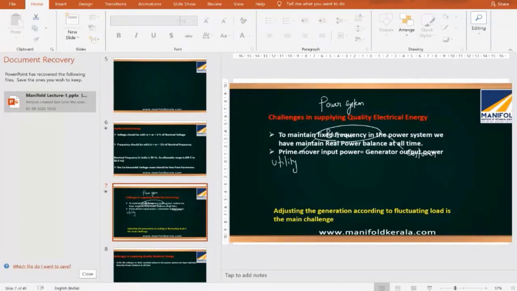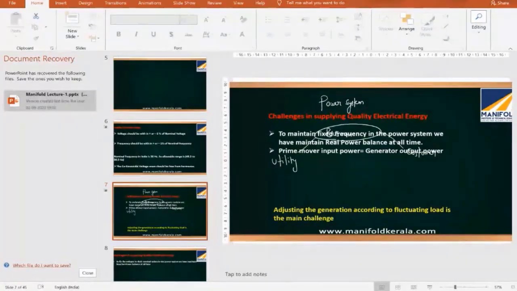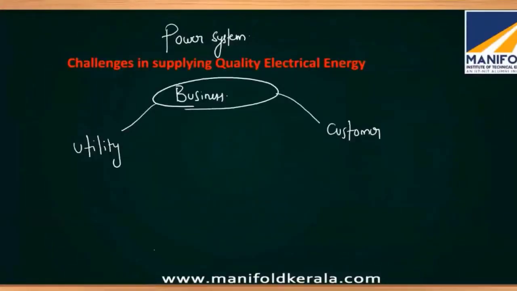Okay. Let us assume that we are selling a product. Then our product is what? Our product is electrical energy. Okay. So how do you quantify electrical energy? Suppose I am selling bananas, I'll sell in dozens or hundreds. Mangoes, I'll sell in crates or something like that. How do you sell your electrical energy?